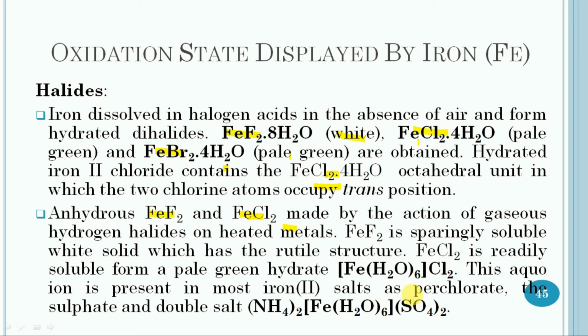Iron dichloride is readily soluble, has the cadmium chloride layer structure, and forms a pale green hydrated complex with this formula having 6 water ligands. This aqua ion is present in most iron 2 salts such as the perchlorate, the sulfate, and the double salt with this formula.